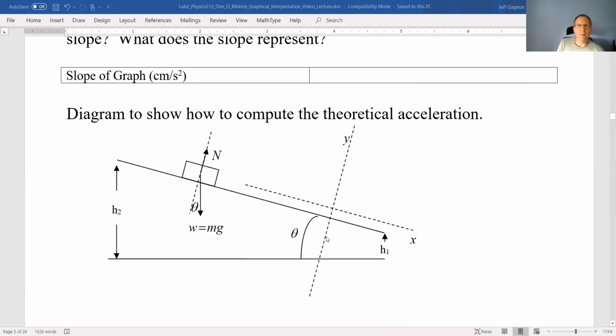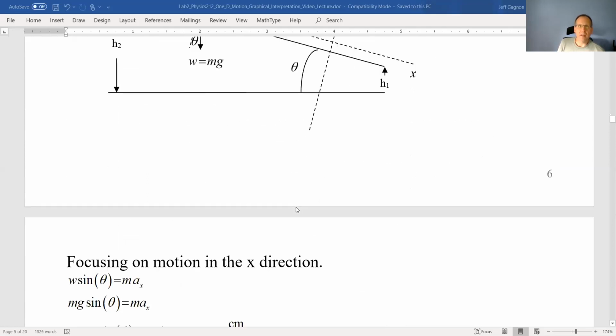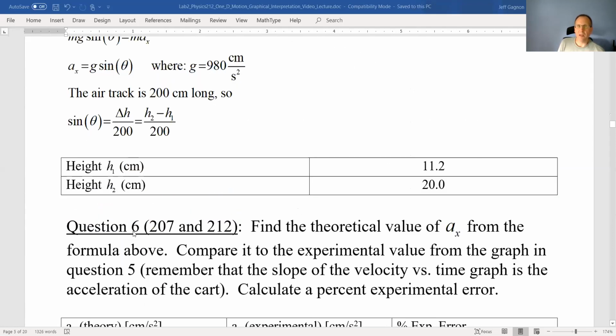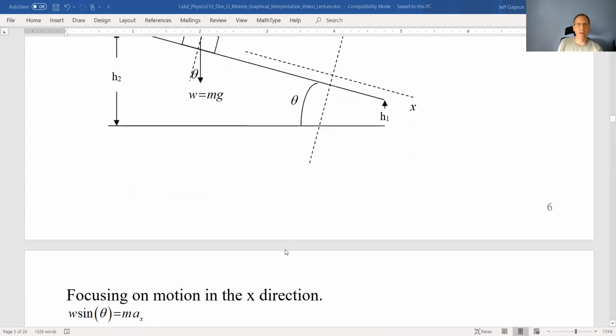Now, for the next part, this is going to be question 6, and only sections 207 and our classes 207 and Physics 212 have to do this. 206, you don't have to worry about this particular question, okay?